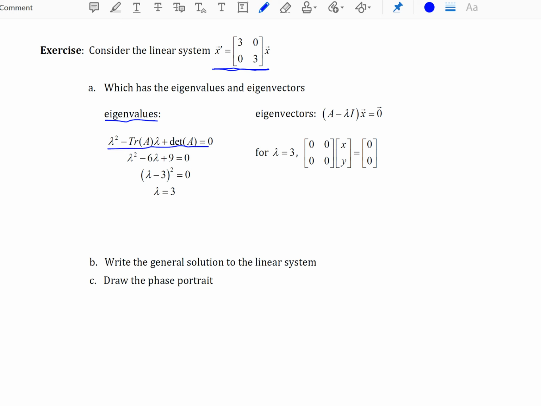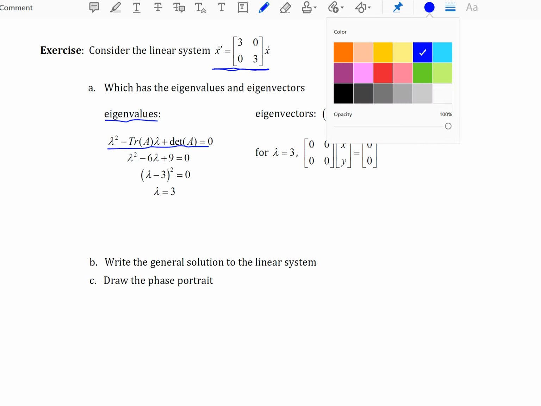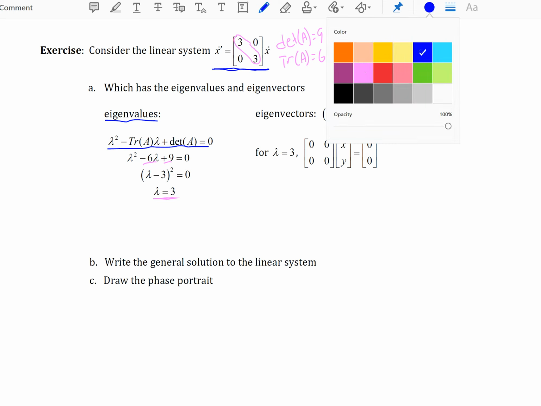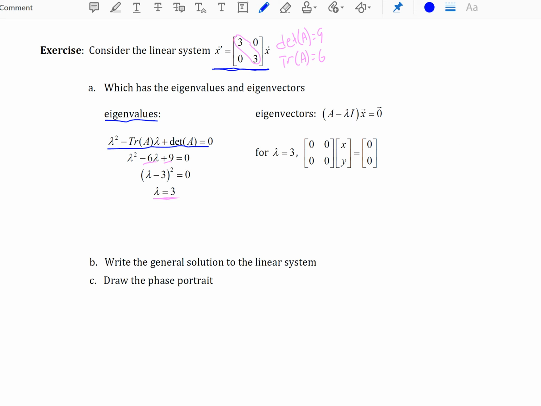Again, recall that your trace is the sum of the entries on your main diagonal. So here your trace of your matrix A is 6, and the determinant of your matrix A is 9. So lambda squared minus 6 lambda plus 9. This leads us to get a single eigenvalue of 3. And for our single eigenvalue, we now want to look for our eigenvector, using the equation (A minus lambda I) x equals 0.